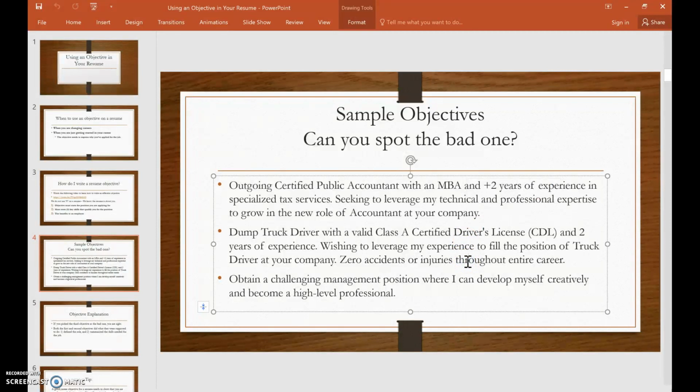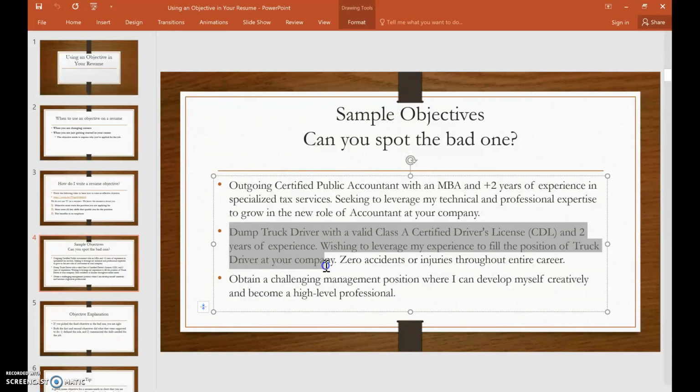Okay, so this person does it all. They tell us what their qualifications are, they tell us what job they're applying for, and they make the employer realize that they would be a benefit to them by stating this information right here in the second line. The second one does relatively the same thing. We have a dump truck driver position. What makes a dump truck driver qualified? Well, they have to have a CDL, and that person has it here, and they have 2 years experience. And they're wishing to leverage their experience to fill the position of truck driver.